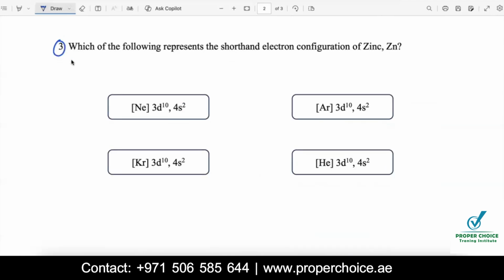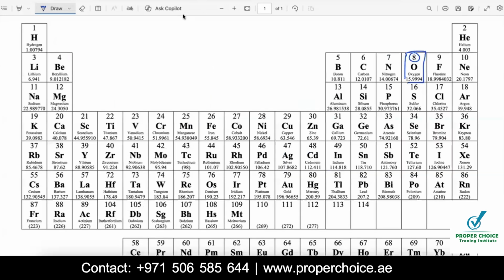Question number 3 says, which of the following represents a shorthand electron configuration of zinc, which is Zn? They are asking us to recognize the shorthand electron configuration of the element zinc. So look it up in the periodic table. What is the atomic number of zinc?